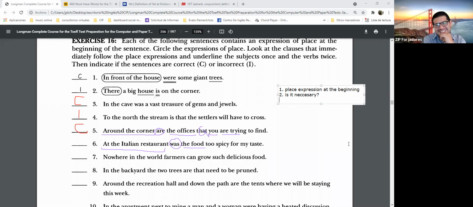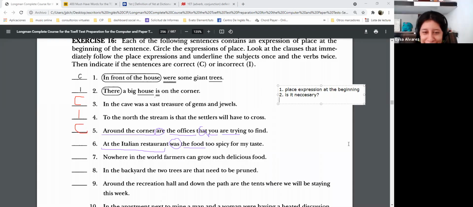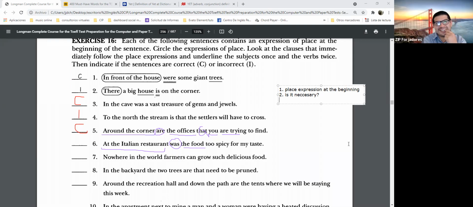What do you think, is it necessary or just extra info? Well, in my opinion, it's just extra information, because the food can be spicy in a lot of places, but this is the meaning of the sentence. So the meaning or the objective of the sentence is just to say that the food is spicy, and that's it. It doesn't matter where, because that is just extra information.